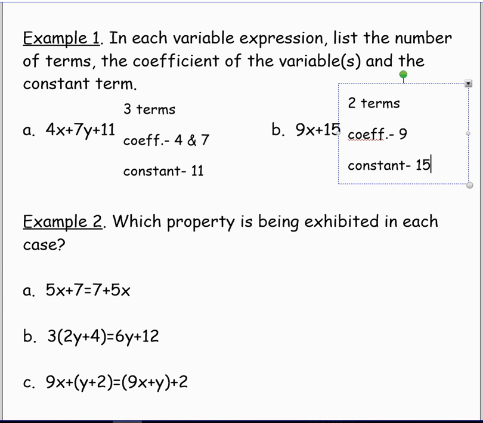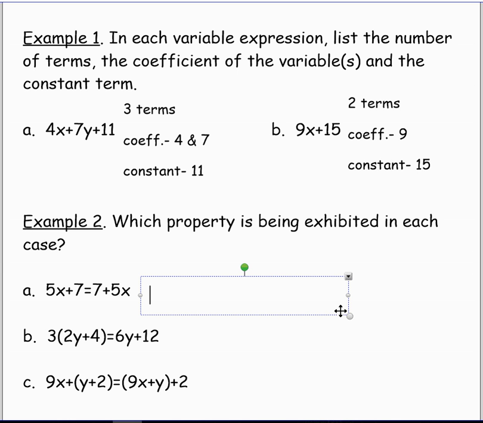And so for example 2, they're asking us to identify which property is being shown. For A, we have 5x plus 7 is equal to 7x plus 5. Notice that the terms switched places. And so when you switch places, you're commuting from one place to another, so that's the commutative property.